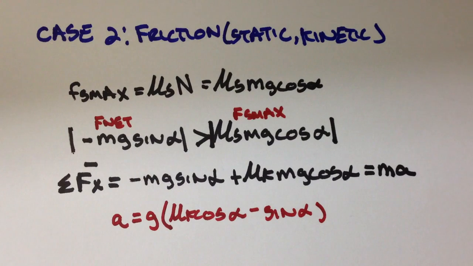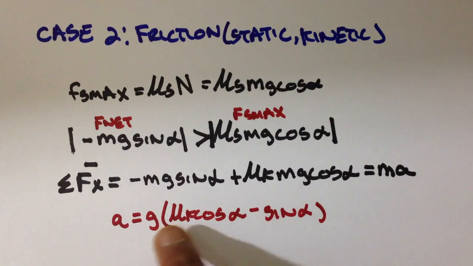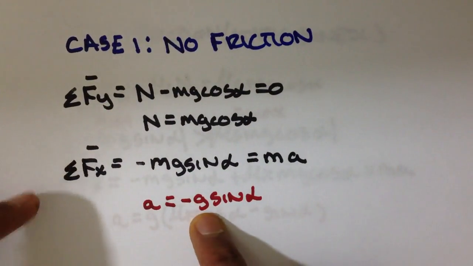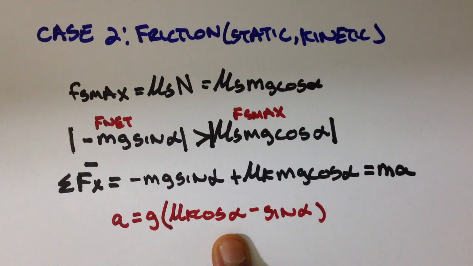Again, if we have no friction, mu sub k is 0, so we have 0 times cosine is 0, minus sine alpha is negative sine. And of course, as in case 1, if there is no friction, the acceleration will be negative g sine alpha, and it's the same thing we obtain here when mu sub k is equal to 0, or there is no friction.